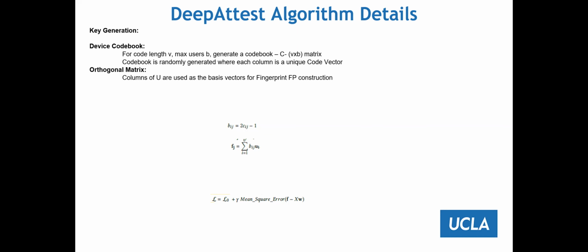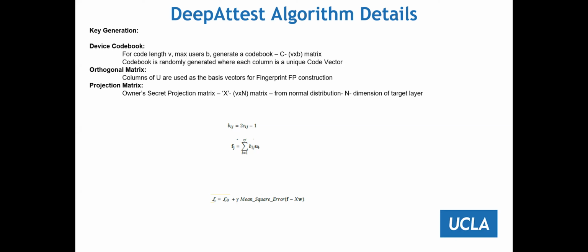The second step is to generate an orthogonal matrix, which is key for any linear algebra transformation. The columns of U are the basis vectors for fingerprint generation, denoted by FP. The third is the projection matrix. For each and every owner, we have the secret projection matrix X, whose size is V cross N. So it's basically the code length V by the embedding dimension N, which is the dimension of the model under consideration that we try to attest through this process. Again, this is also sampled from a normal distribution, and N is the dimension of the target layer.